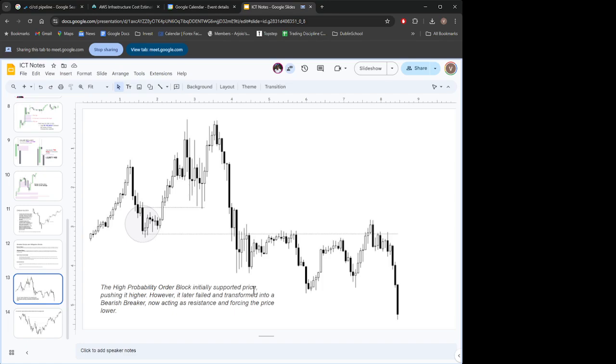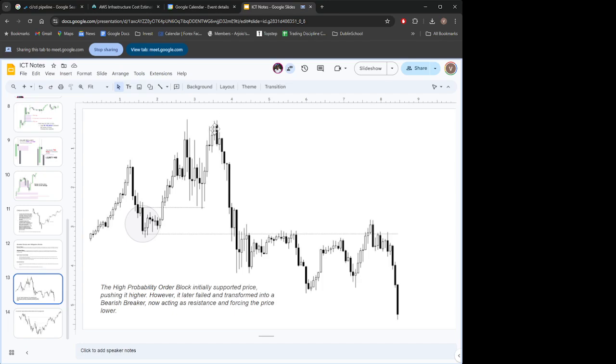Okay. So this is an example of a breaker block. Basically what happened was this was an order block because this was the last down close candle, right? So this was an order block. Then price went up, came down, and it supported price at this level. They did not allow the price to go below in this case. Can you see that? Okay. So it supported and then price went up.